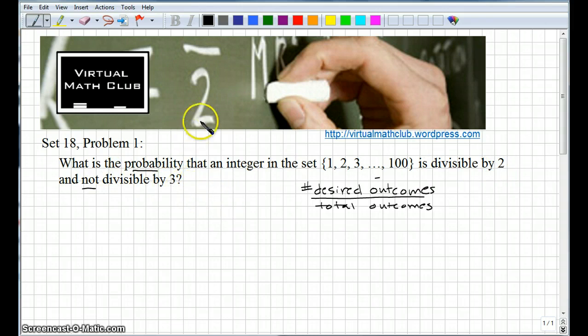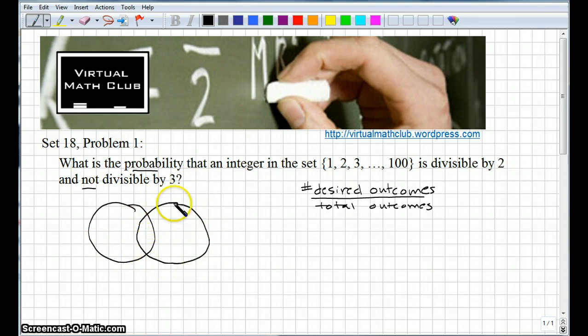So let's think about that. One way you might try to organize the numbers for this problem would be using a Venn diagram. So that would be my hint to you. This might help you organize. You don't have to use a Venn diagram. You can do it other ways, but this might help you visualize what these sets look like.